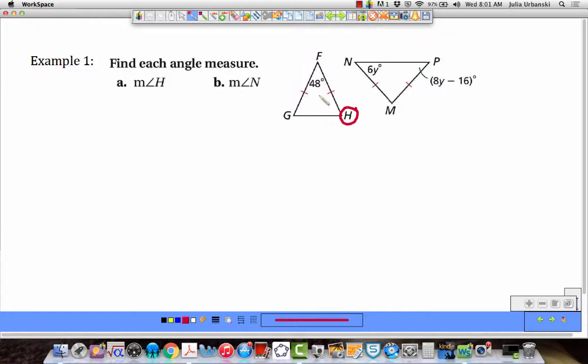You see these two equal sides? This side is equal to this side. So look across from it. Angle G would be equal to which angle? Go across from the little dash. What angle is over here? H. So angle G equals angle H.